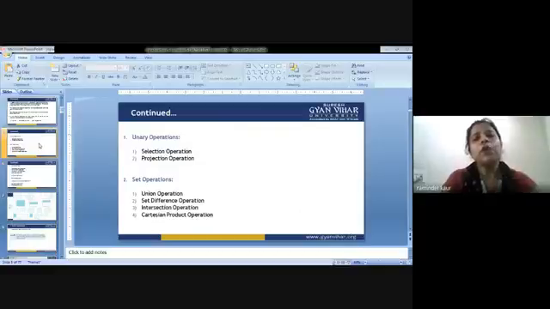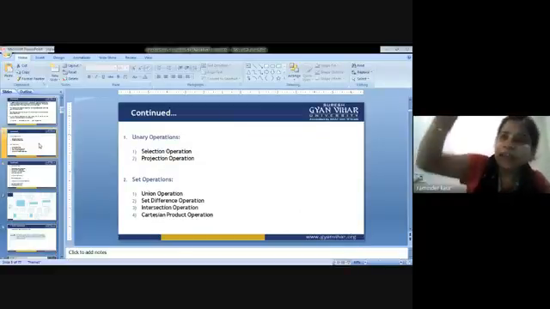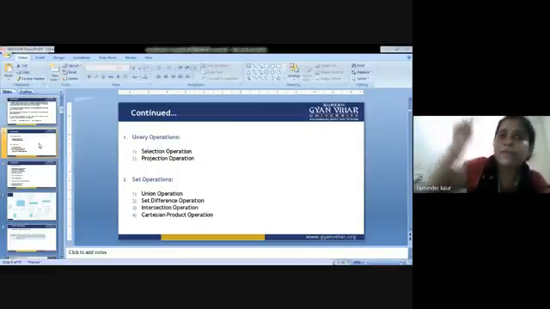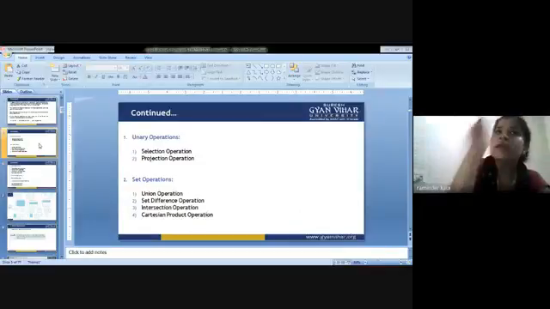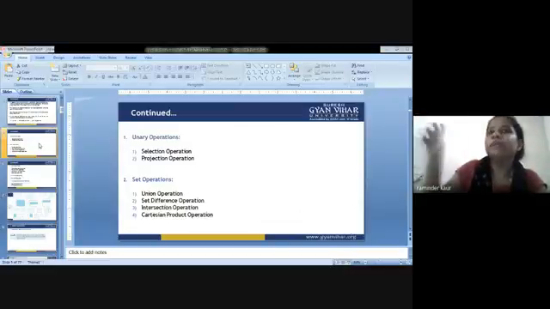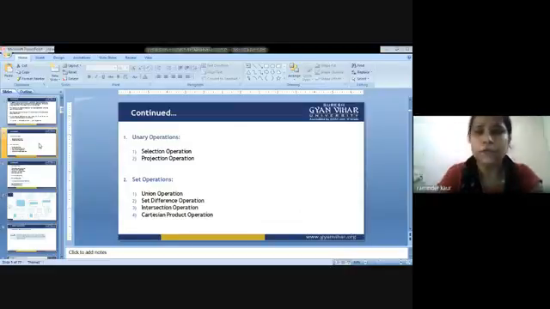First of all, the unary operation is the selection operator. Select means, for example, select star from employee. Star means we are selecting all the fields in that particular table. Select star from a particular table. Then next is the projection operation.